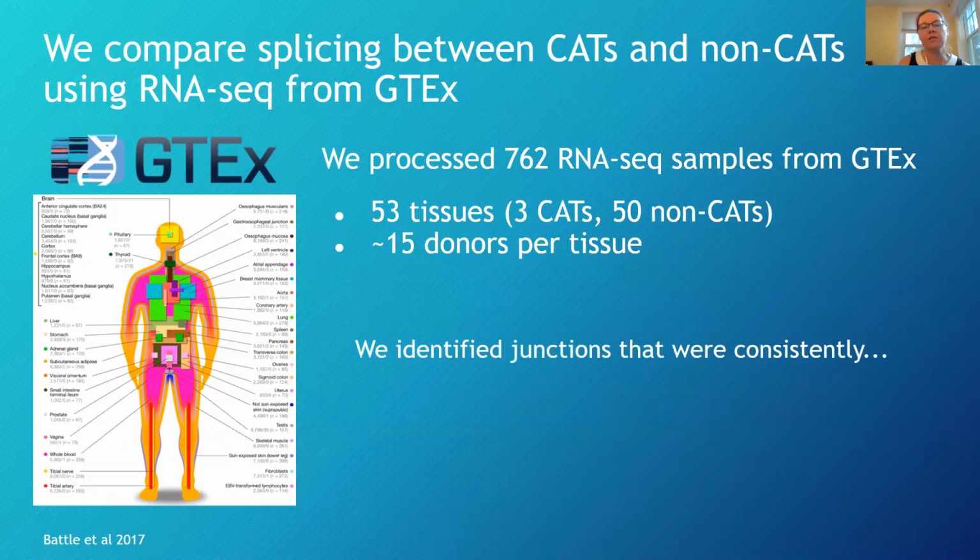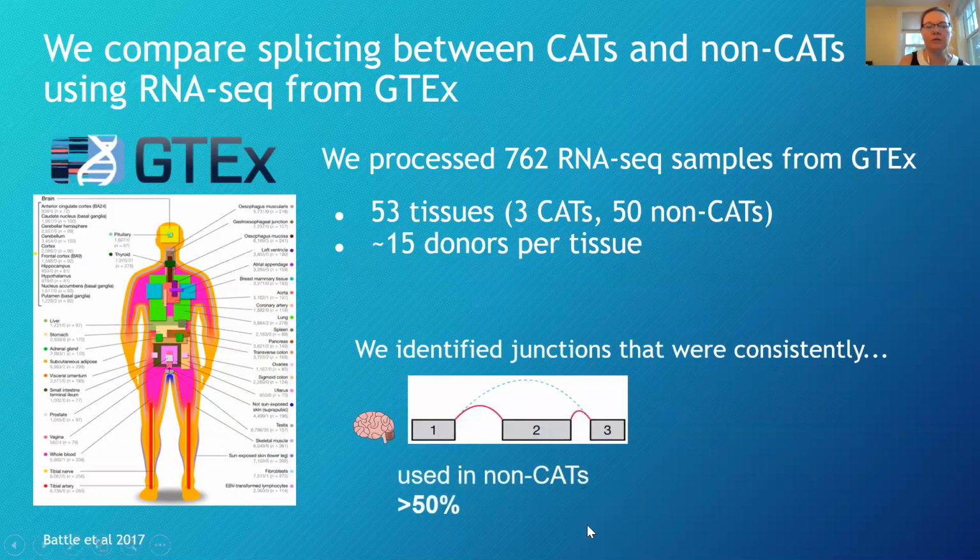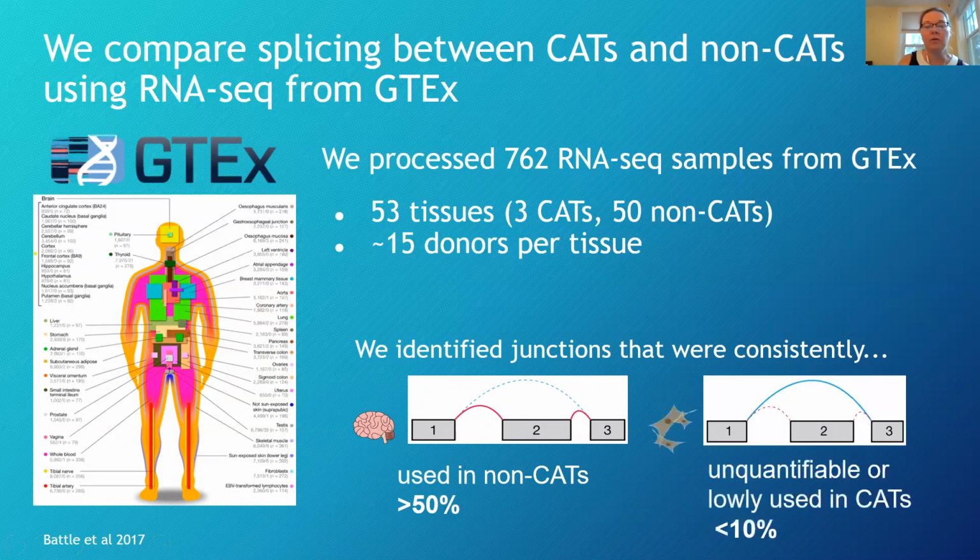And so our criteria were that we used junctions that were consistently used in the non-CATs more than 50% of the time. So these are really robust splicing events: more than half of the isoforms include that splicing event. But they were not quantifiable or were used less than 10% of the time in CATs. So these are pretty strict criteria for saying that these are going to be important splicing junctions in the tissues that we're interested in, that are really not going to be able to be found by most RNA sequencing, even pretty deep sequencing on a research basis.